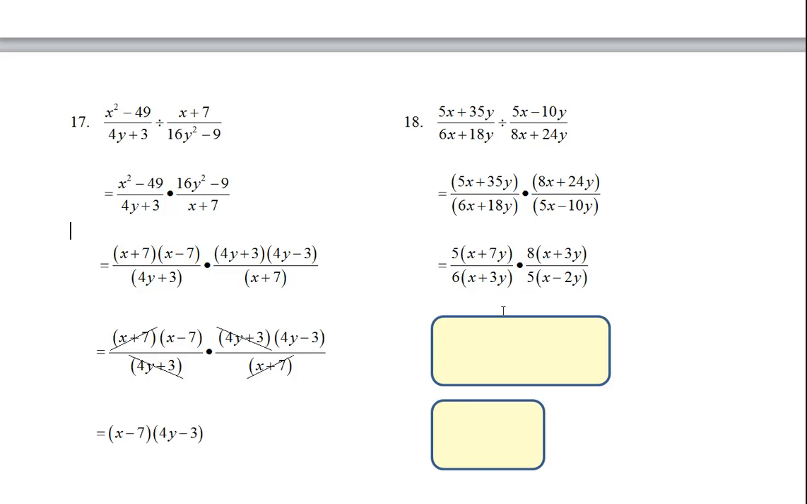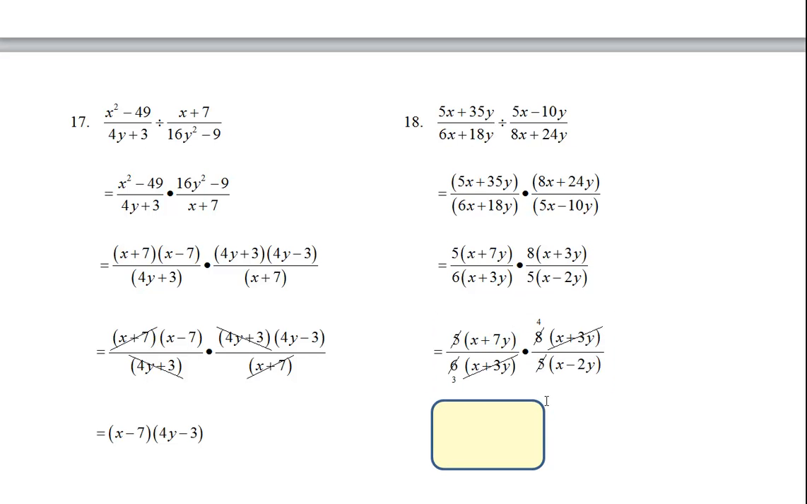So I factor first. Now, let's see what can go. Oh, the x plus 3y's go. 5's will go. And a 2 will go into the 6 and the 8. So what am I left with? 4 times that parentheses and 3 times that one. And that's my final answer.